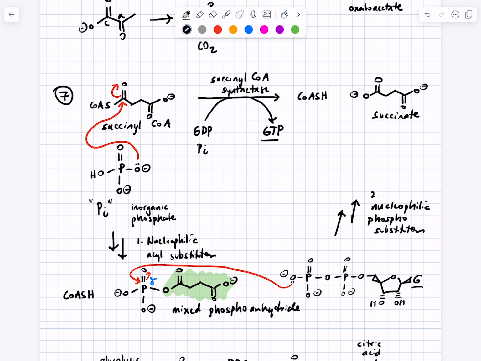So nature's not wasteful here. You could have just hydrolyzed the thioester, but nature's recovered something that's valuable. That's GTP. Questions about that? Okay, good. Let's keep going. We're only a couple of steps from the end. A couple, which means now 3, I guess. Sorry, couple means 2, but we're actually 3 steps from the end. But the remaining steps are pretty simple.